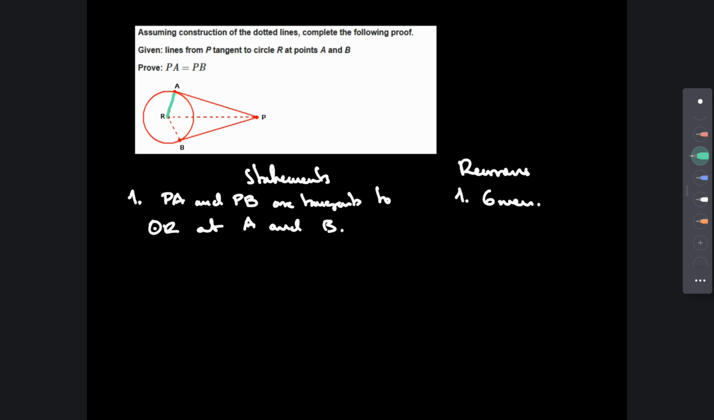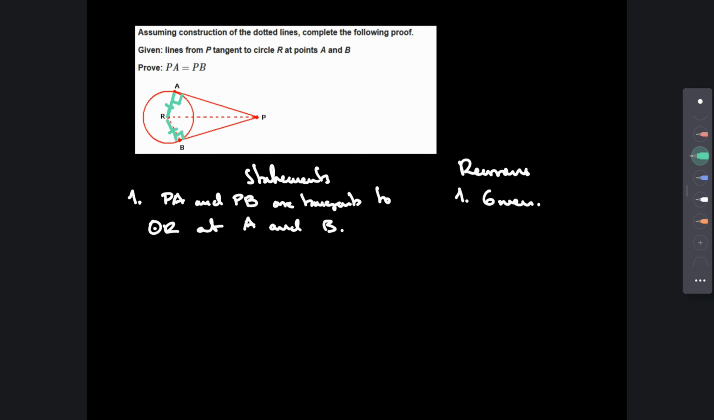If you notice, this is a radius because R is the center of the circle. So this is also a radius. So we know that these two things are exactly the same, right? And since AP and BP are tangents, we also know that this is a 90-degree angle. So we're dealing with right triangles, right?